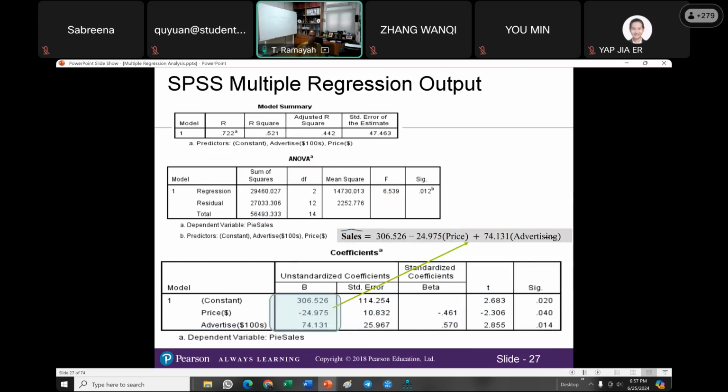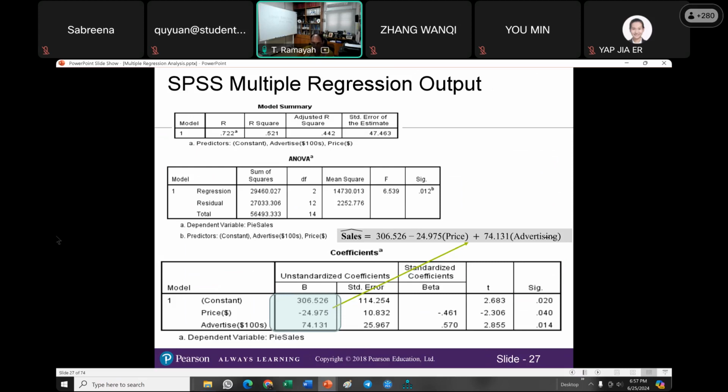So when you run your model, the first table you will get is this table. This table will tell you what are your independent variables and what is your dependent variable. Right here, advertisement and price are your independent variables, and you have constant, right? Constant, advertisement, and price. And your dependent variable is pi sales.